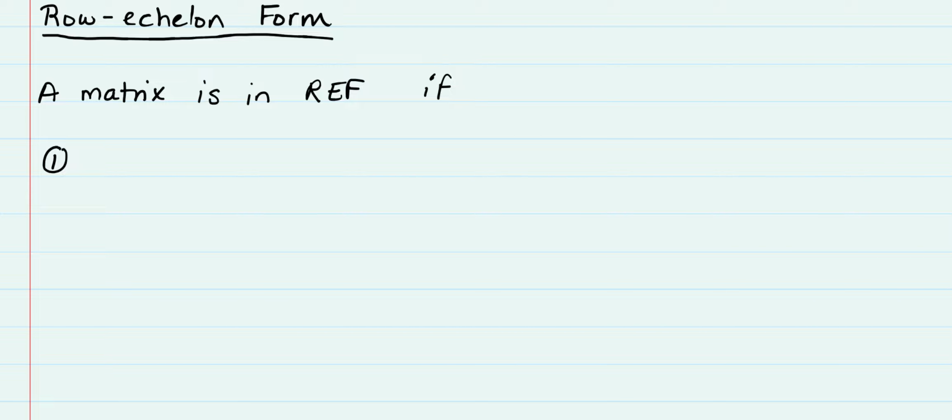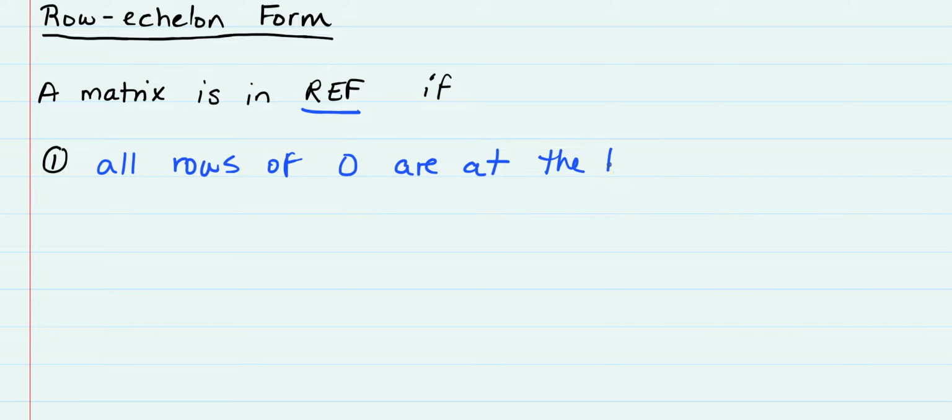We're going to talk about something called the row echelon form of a matrix, and later we're going to talk about something called the reduced row echelon form of a matrix. So to start off, a matrix is in row echelon form, which I'm going to abbreviate as REF, if it satisfies two properties. The first property is that all rows of 0, so a row in the matrix that just consists of zeros, are at the bottom of the matrix.